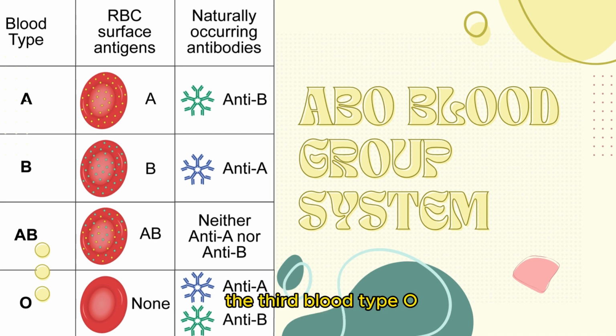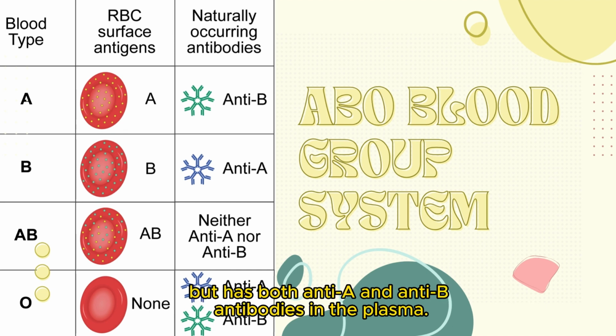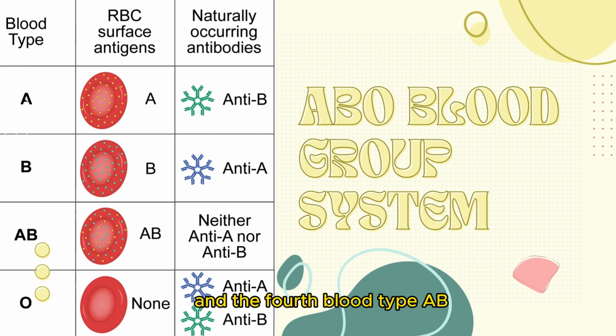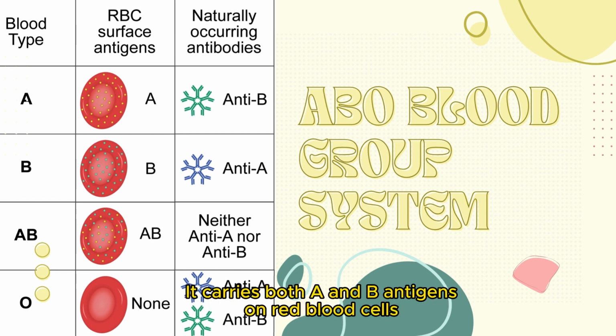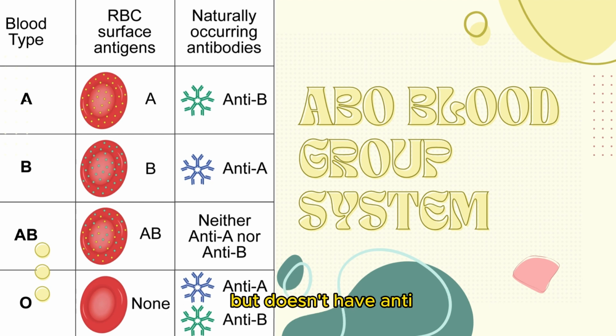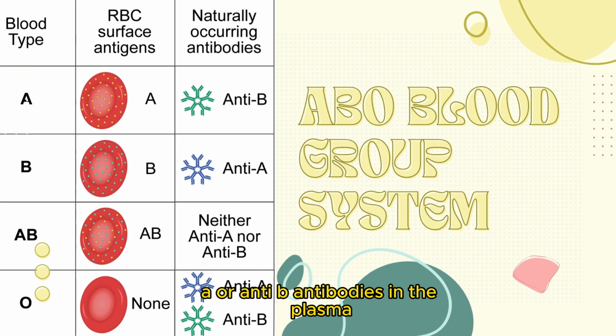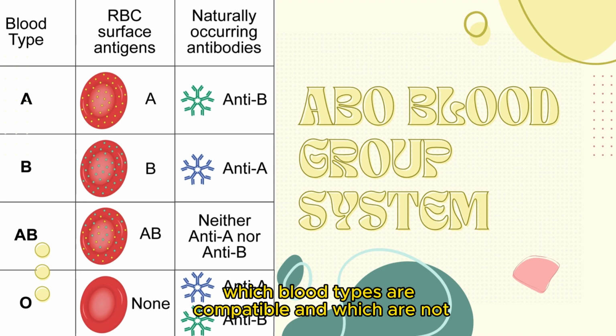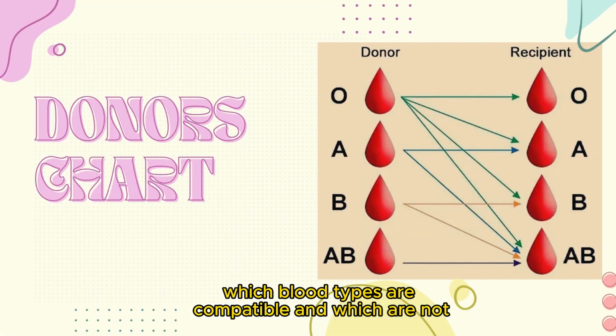The third, blood type O. It lacks both A and B antigens but has both anti-A and anti-B antibodies in the plasma. And the fourth, blood type AB. It carries both A and B antigens on red blood cells but doesn't have anti-A or anti-B antibodies in the plasma. Which blood types are compatible and which are not?